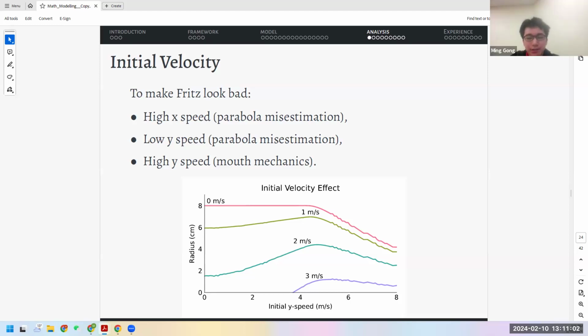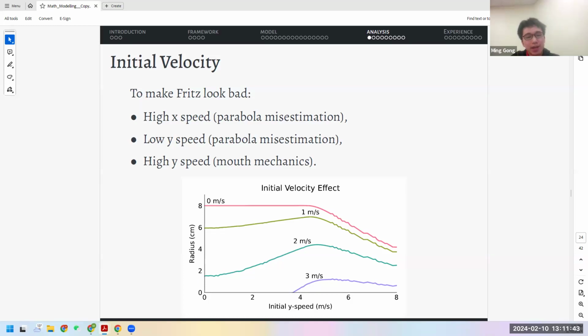And now let's analyze the different factors. So we first simulated the effect of different x and y initial velocities on the maximum catching radius. From this graph, we set the x-axis to be the initial y speed and observe the different factors of the initial x speed. From the graphs, a high x velocity makes the catching harder due to greater positional error from the parabola miscalculation. And similarly, a low y velocity also amplifies the positional error as the object takes longer to fall. So there's more error between the linear and tangent and the quadratic approximations.